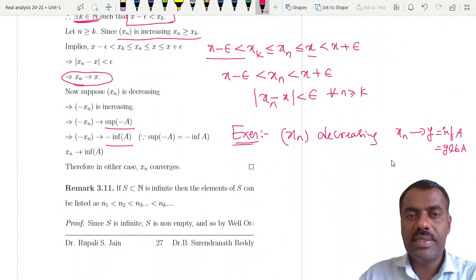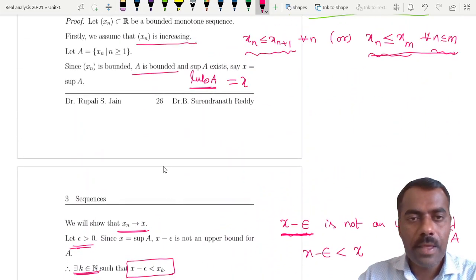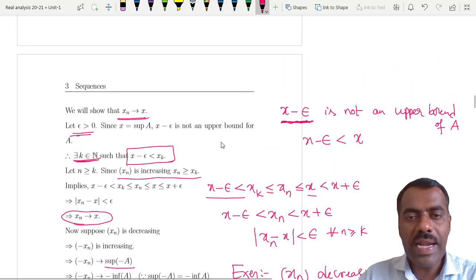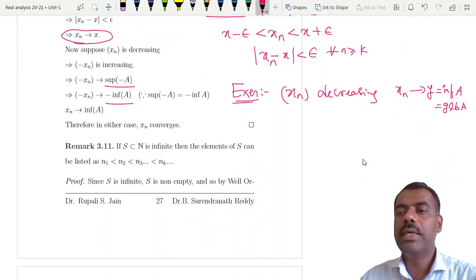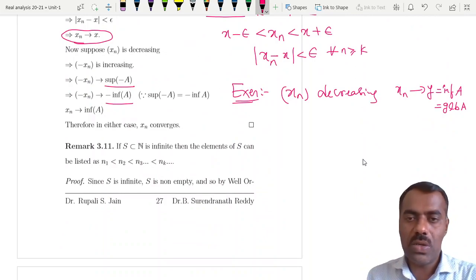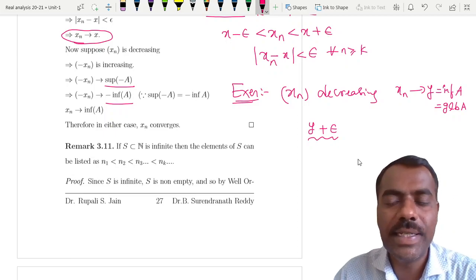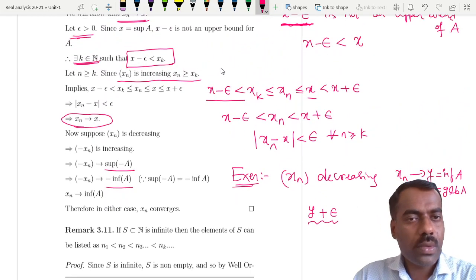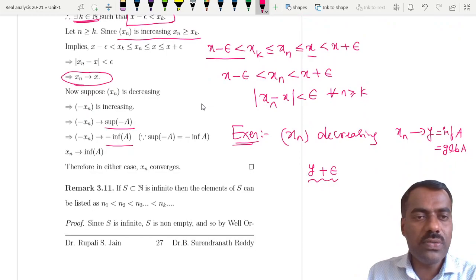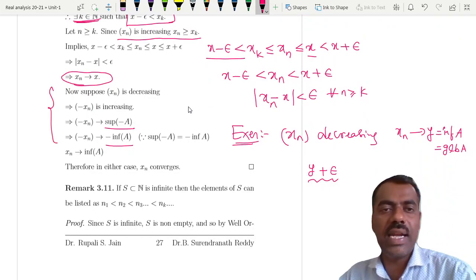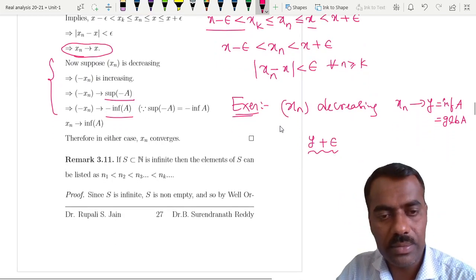Just like how we did here, you apply the same procedure. Instead of doing it for upper bound and least upper bound, now do it for lower bound and greatest lower bound. So if your y is the greatest lower bound, and epsilon is any positive real number, then just use the fact: what can you say about y plus epsilon, and apply this. Okay, fine. So instead of this one, I ask you to prove it in this way, then you can understand easily.